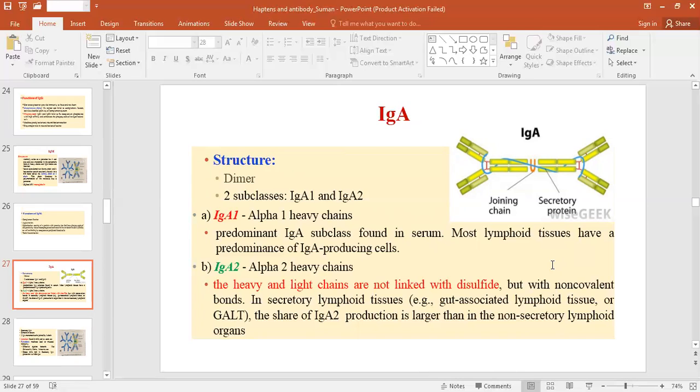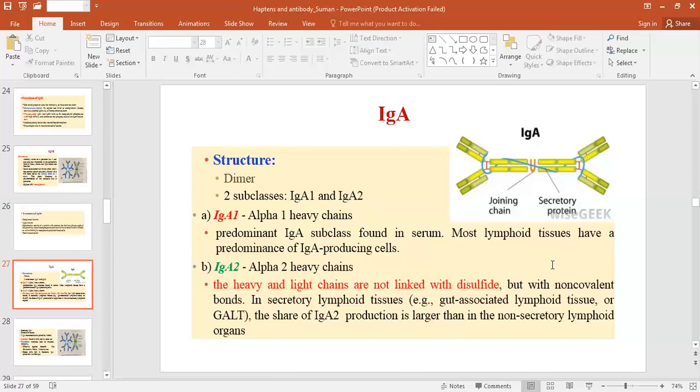Whereas IgA2 has different alpha 2 heavy chains, and there the heavy and the light chains are not linked with a disulfide bridge bond. There is no covalent bonding. This is a difference from the other immunoglobulins, because there is no covalent bond attaching the light chain and the heavy chains. But instead of this covalent bond, there are some non-covalent interactions like hydrophobic interactions, hydrogen bonding, and ion dipole interactions.